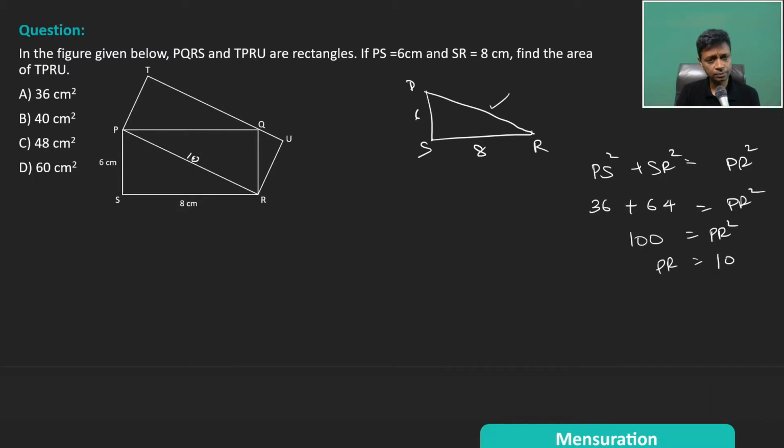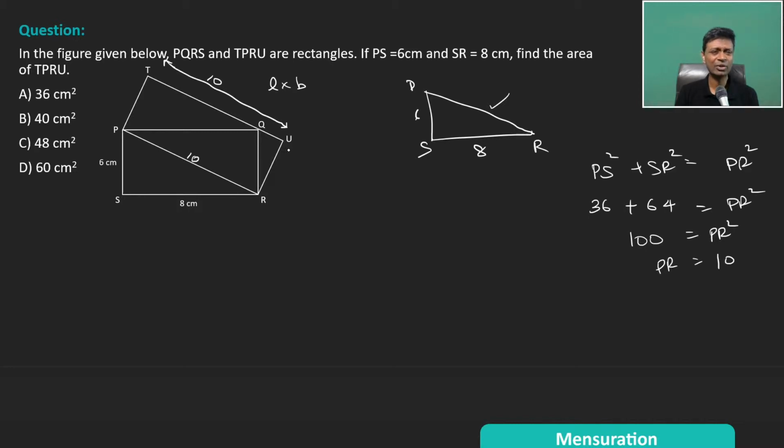This PR is 10. We need to find the area of TPRU, this rectangle. Now the key thing here, for finding area of a rectangle, we need length and we need breadth. So we have found PR, which is 10. So TU should be 10. The opposite side of this rectangle should also be 10. So we've got 10 and 10. If we find PT or RU, we are through. Remember, finding area of rectangle TPRU is tough.